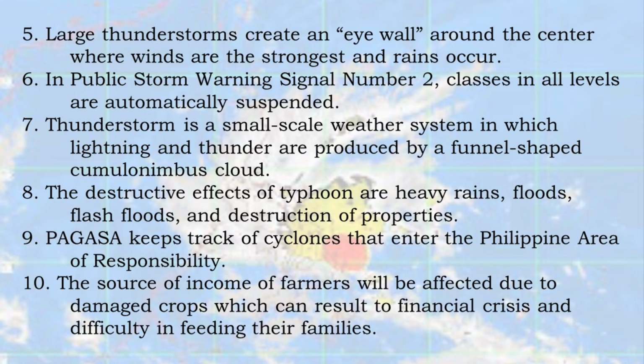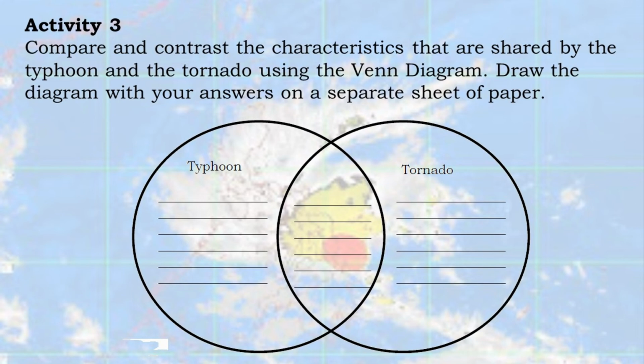8. The destructive effects of typhoon are heavy rains, floods, flash floods, and destruction of properties. 9. PAGASA keeps track of cyclones that enter the Philippine area of responsibility. 10. The source of income of farmers will be affected due to damaged crops, which can result in financial crisis and difficulty in feeding their families. Activity 3.